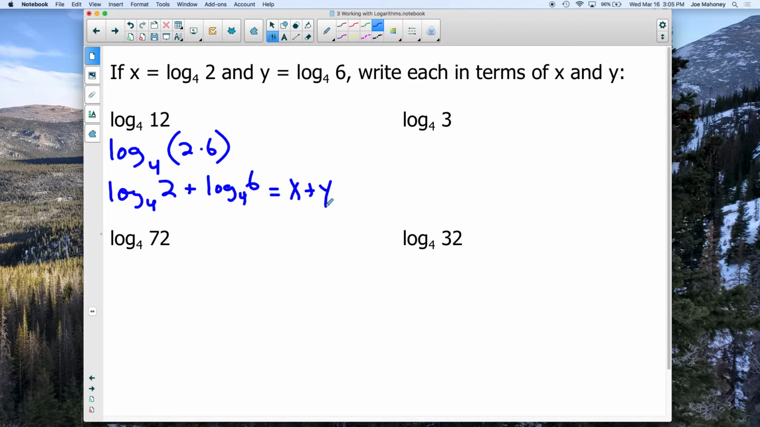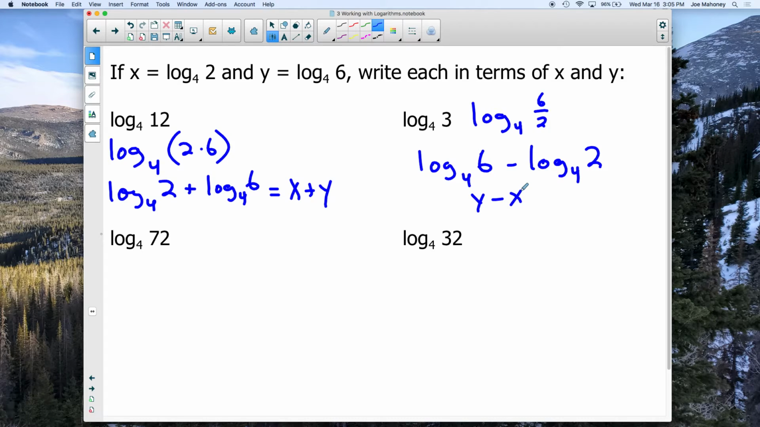So maybe you notice that the 3 is 6 divided by 2. So then if I write this division as a subtraction problem, the log of 6 minus the log of 2, and then it looks like I'm going to get y minus x for my answer.